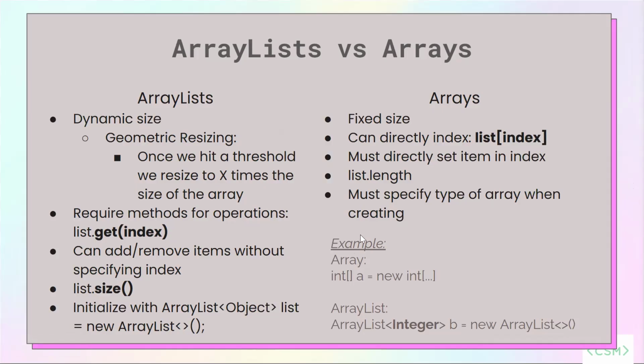And then lastly, for arrays, during instantiation, you need to specify the type of the array when creating it. And for array list, you initialize with array list, with the angle brackets and an object. And here's an example for the last point. For array, you use int a equals new int. However, for array list, you need to pass in an object, so you need to use Integer instead of just regular int. Is that clear?